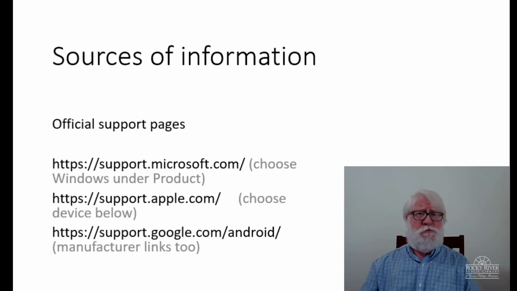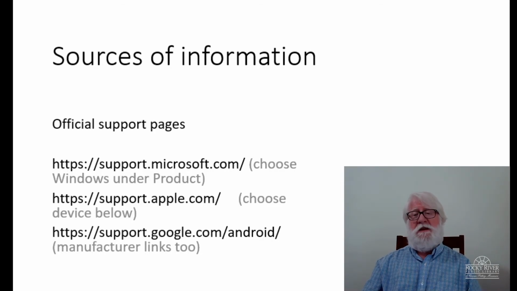There are official support pages for each of these kinds of devices. So there's a Windows support page at support.microsoft.com, and then you would choose Windows under the product drop down there. There is a support.apple.com page, and that would allow you to choose the device when you scroll down a little bit and get support for your iPad, iPod, iPhone, things like that, iMac. And also there's one for Google at support.google.com. You're seeing a pattern here, right? support.whatever.com. And theirs has /android after that, but you can get to it from the main page, but I thought that would be easier.